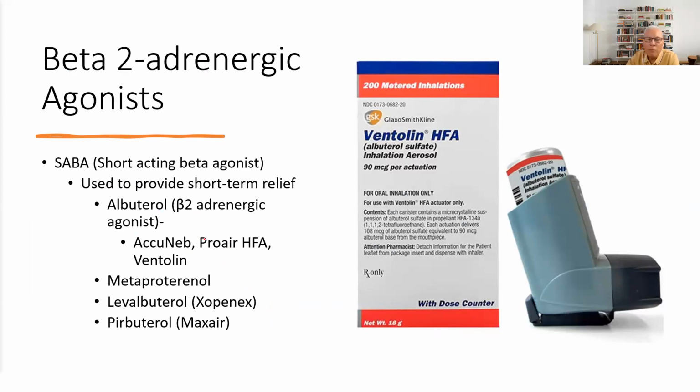So the most common SABA that we use today are your Ventolin, your Accuneb, your ProAir HFA, which are the trade names for albuterol. And then, of course, the other SABAs that could be used are your metaproterenol, your levalbuterol or Xopenex, and pirbuterol or Maxair. So these are going to be administered in different ways.